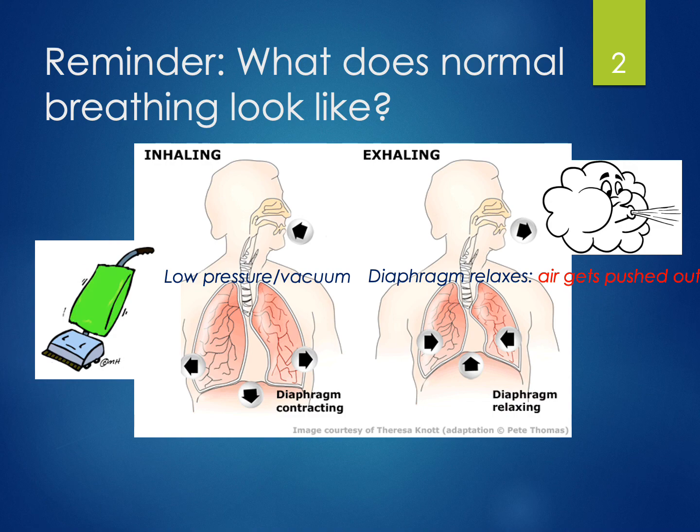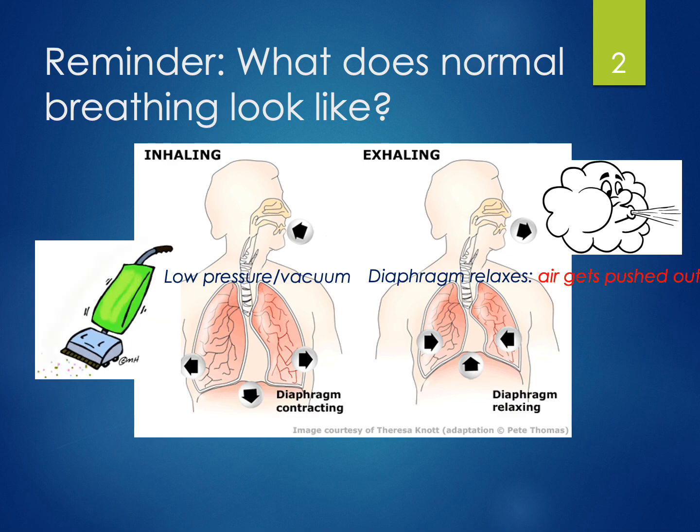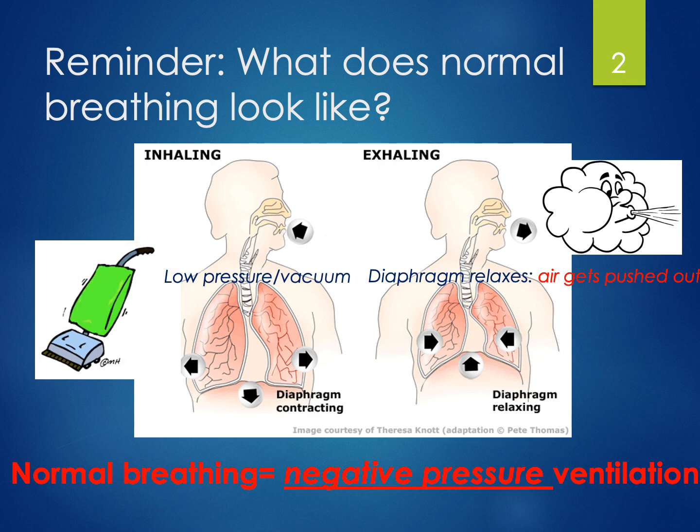Well, remember that as our diaphragm contracts, it flattens and lowers. So essentially we're creating a larger space in the intrathoracic cavity, and therefore this creates lower pressure or a vacuum so the air can rush into our lungs. When we exhale, the diaphragm relaxes back up, making that cavity smaller again and then forcing air out. So in a sense, normal breathing occurs with negative pressure or this vacuum created by our diaphragm.